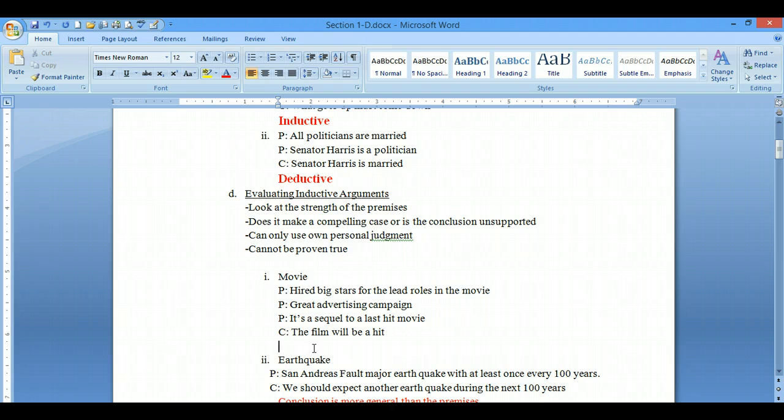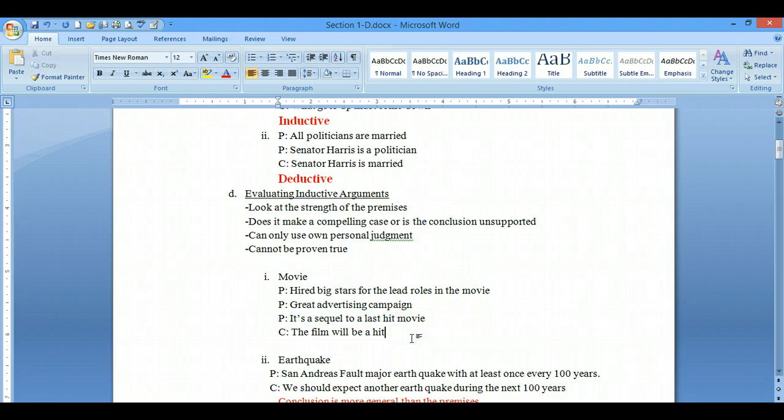So here's my next example. Here's a movie, and my premises are that in this movie, we've hired very big stars for all of the lead roles in the movie. The next premise is I have a great advertising campaign. Another premise, it's a sequel to a last hit movie. Conclusion, the film will be a hit. So let's talk about the general versus specific. Here I have big stars, very specific leading roles for the movie. The advertising campaign, it's a sequel to the last hit movie, therefore the film will be a hit.